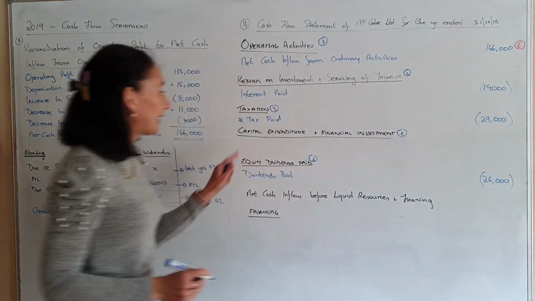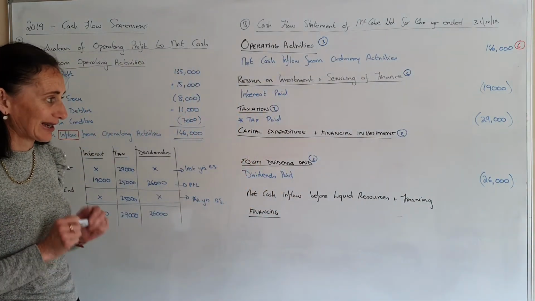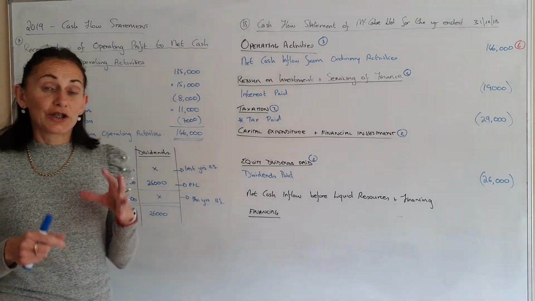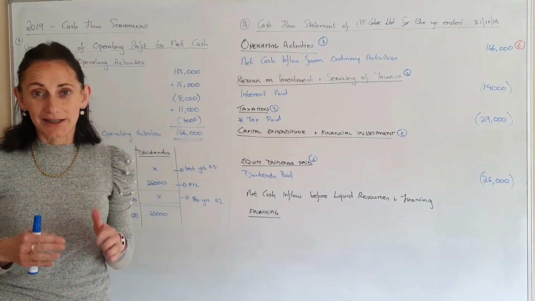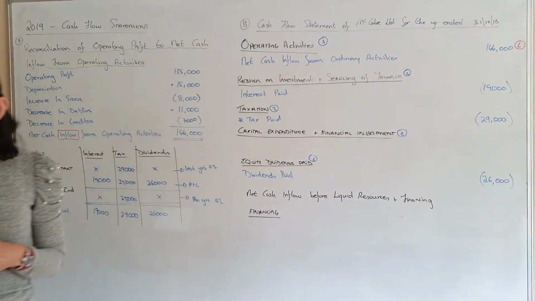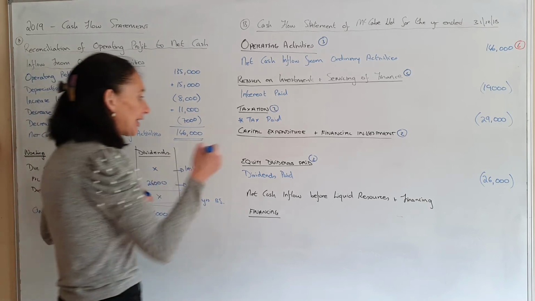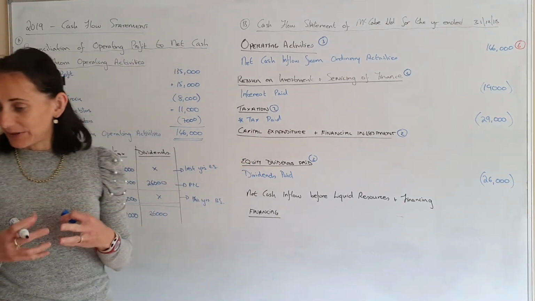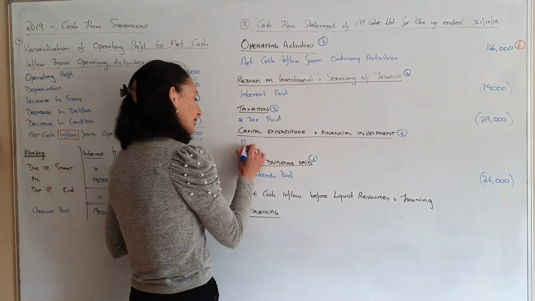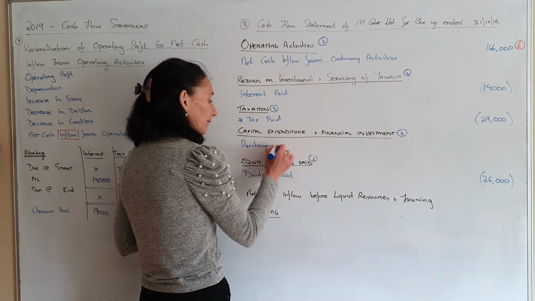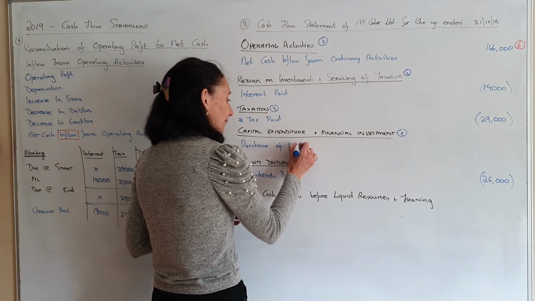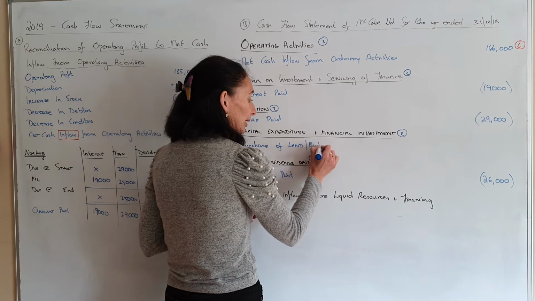Okay, looking back up here, capital expenditure and financial investment. I want to know, did you spend any money on fixed assets? That's what we're looking at there. So if you look at your fixed assets, your land and buildings went from 780 to 930. So you definitely purchased land and buildings. So I'm going to put in purchase of land, stroke buildings, because they don't tell me which one I purchased.